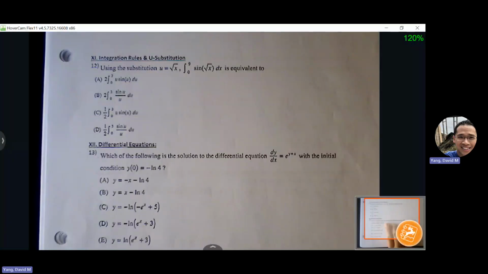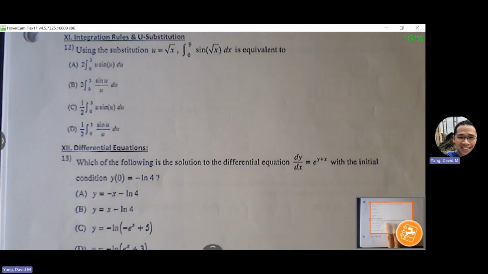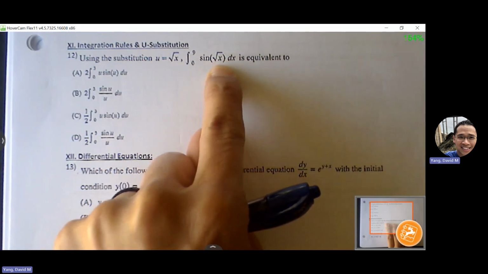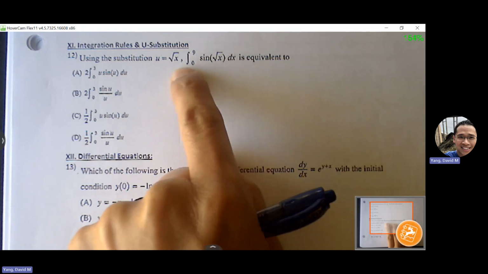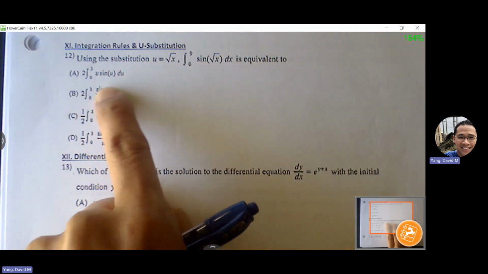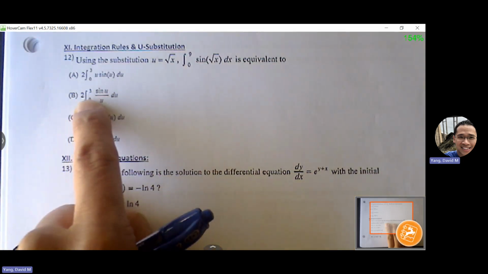Okay, so let's look at number 13 here. Sorry, number 12. Number 12 says using u substitution of u equals square root of x, the integral from 0 to 9 of sine root x dx is equivalent to. So what's happening here is we're trying to convert everything in terms of u. So we'll go through u substitution, but we also want the bounds to be converted because we know that if our expression is in terms of u, our bounds are also in terms of u.